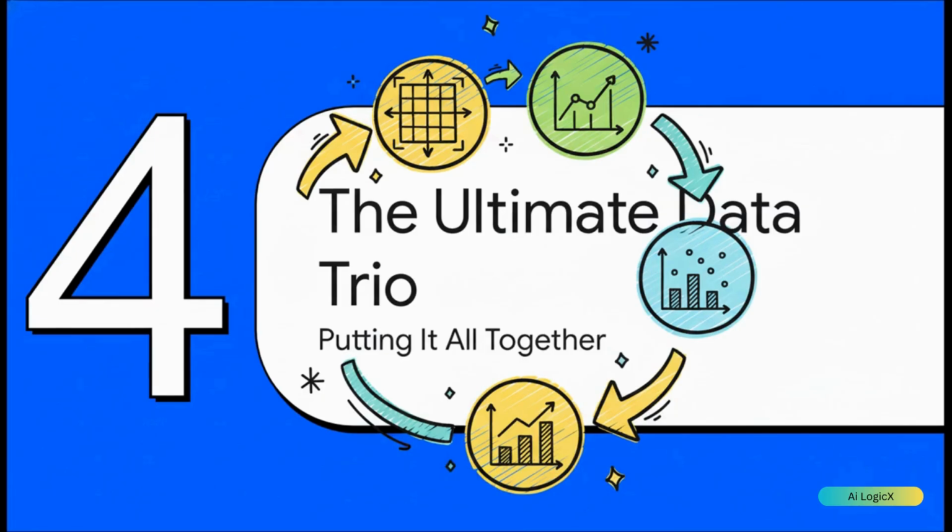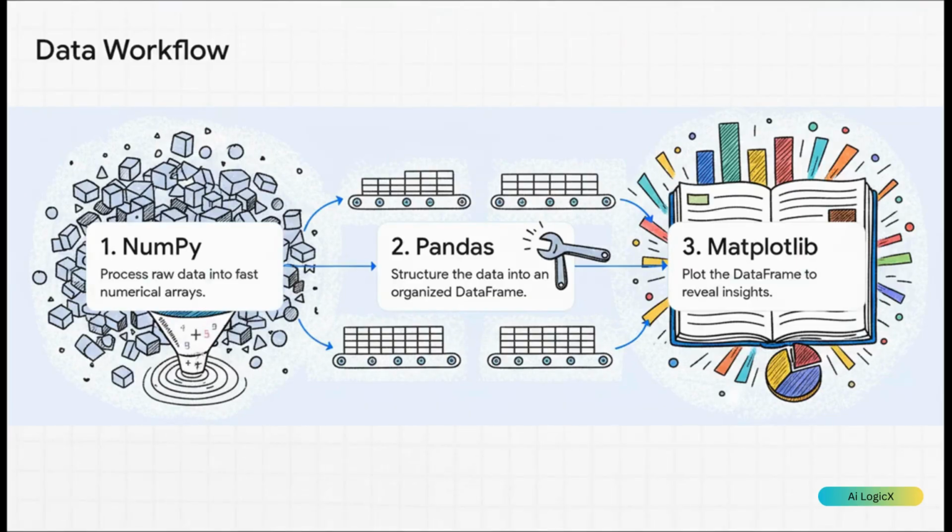Now, while each of these libraries is really powerful on its own, their true strength, the real magic, is revealed when they work together as a team. This is the standard workflow for pretty much every data science project you'll ever do in Python. And the workflow is super simple and logical. You start with your raw data using NumPy under the hood for that fast numerical processing. Then you load that data into a Pandas data frame to clean it, give it structure, and analyze it. And finally, you pass that clean data frame right over to Matplotlib to create a powerful visualization.